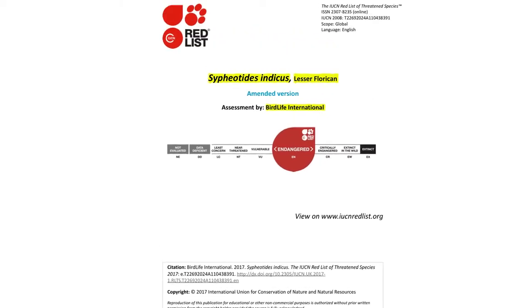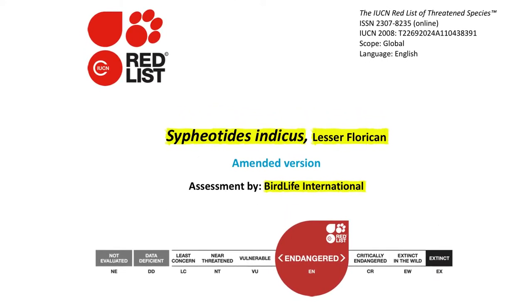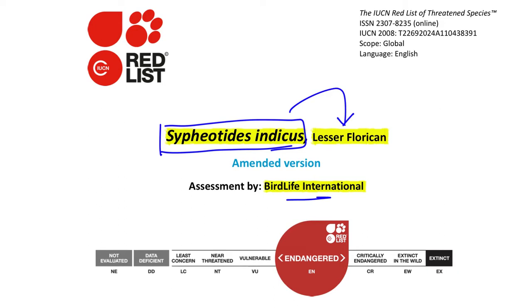Let us now come to the information on this bird given on IUCN website. So we have the scientific name and the popular name given. This assessment was done by BirdLife International, and the IUCN red list category is endangered. Okay, I think the Hindu the other day had mentioned that it is critically endangered. Some student had pointed it out in the mentorship group, but that information is wrong, guys. I checked it on the IUCN website, and it is endangered.